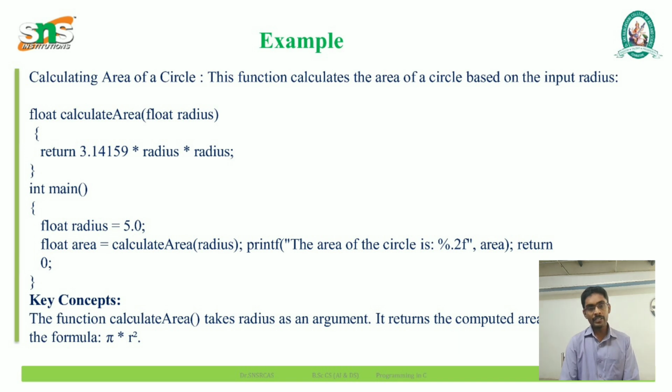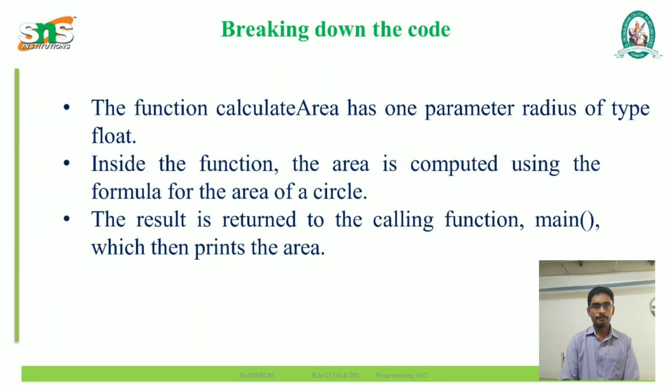The key concept here is that the function calculateArea takes radius as an argument and returns the computed area by using the formula pi r square. So here is the basic understanding of how this program works. Function calculateArea has one parameter radius of type float. Inside the function, the area is computed using the formula for the area of a circle. The result is returned back to the calling function. In main, we call the function by using 5.0 as the argument value, and the return statement returns the value.